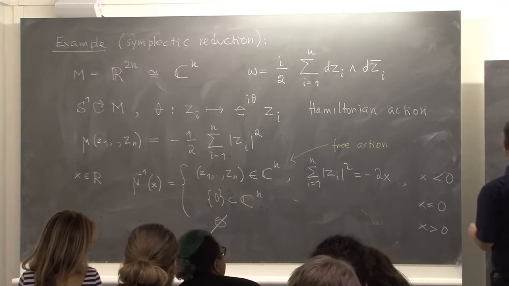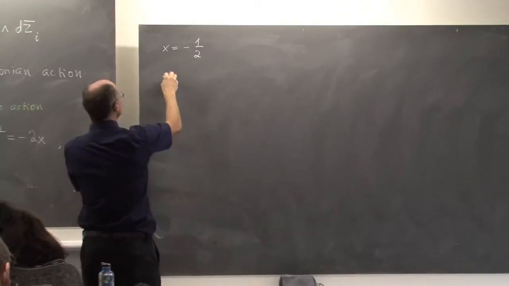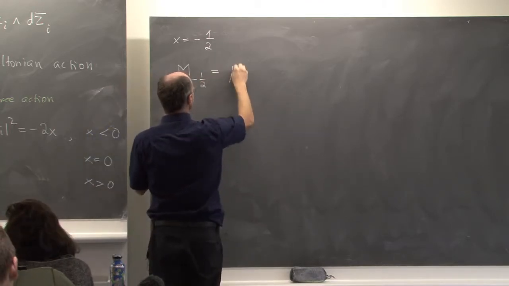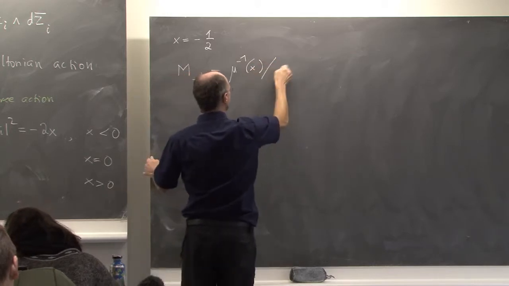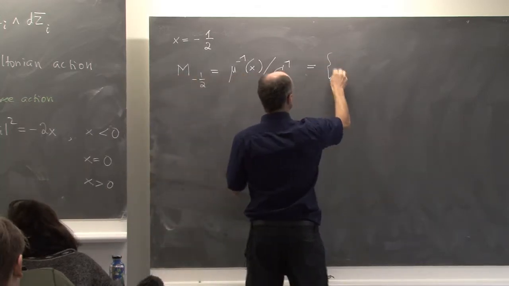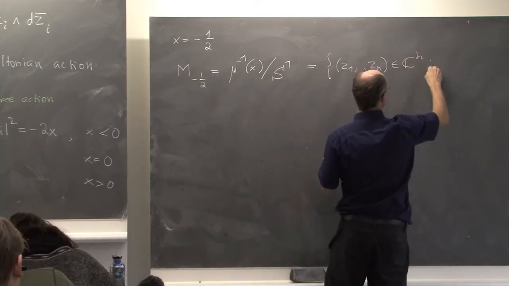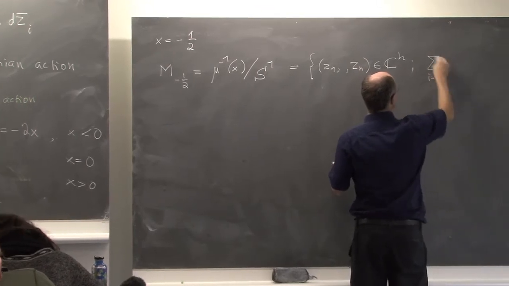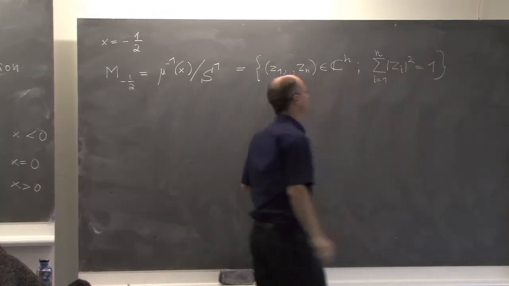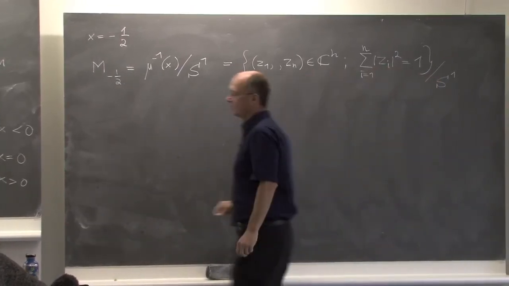Right. So let's choose x to be -1/2 to simplify things. Then what about the corresponding reduced space? The reduced space is mu^{-1}(x) divided by S^1. And so these are n-tuples of points in C^n, with the condition that the sum of squares is equal to 1, and divided by the S^1 action.